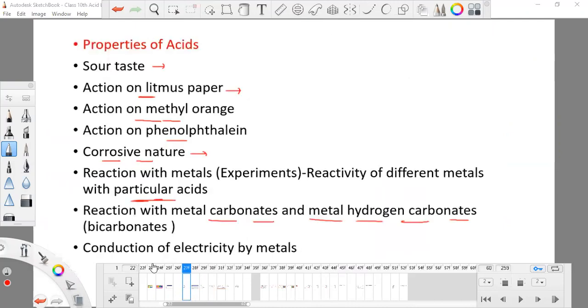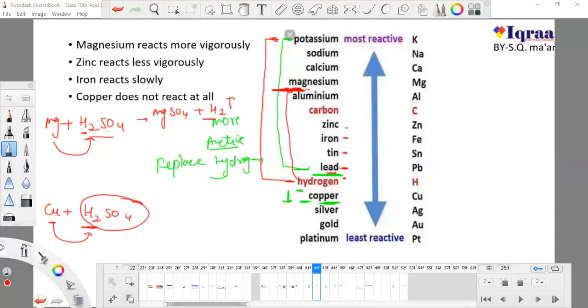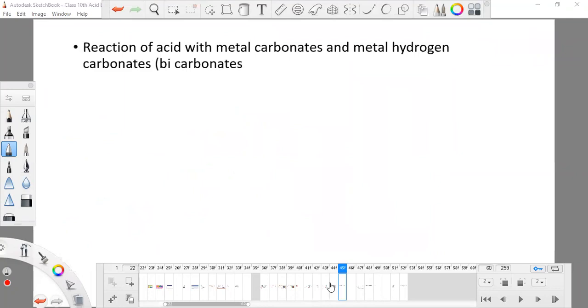That is reaction with carbonates and metal carbonates. Now what is this? It will be very good for you if you learn all these reactivity series, because you could be asked in your exams. Now, reaction of acid with metal carbonate and metal hydrogen carbonate.